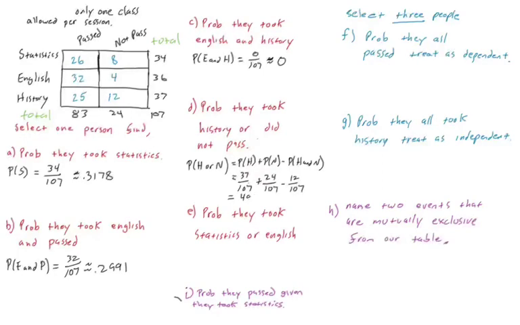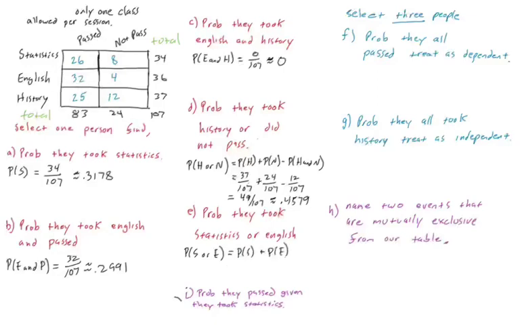And again, to 4 decimal places here. I'll clean up the fraction first. And we get this. Okay, probability they took statistics or, so now the key word is or here. They took statistics or English.